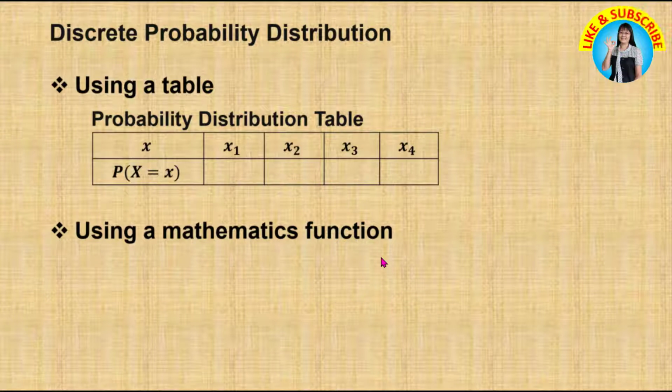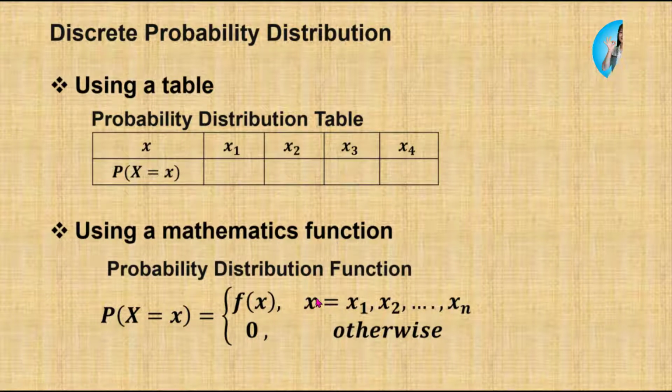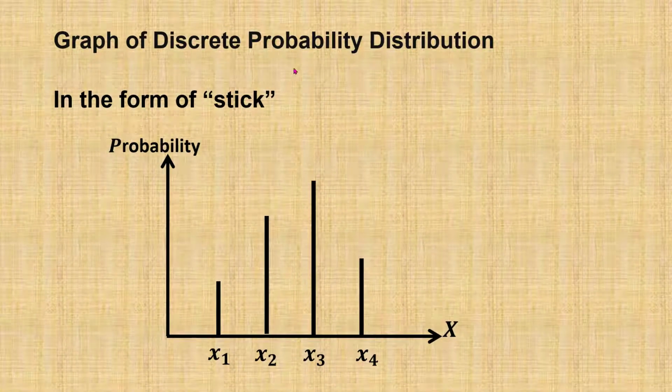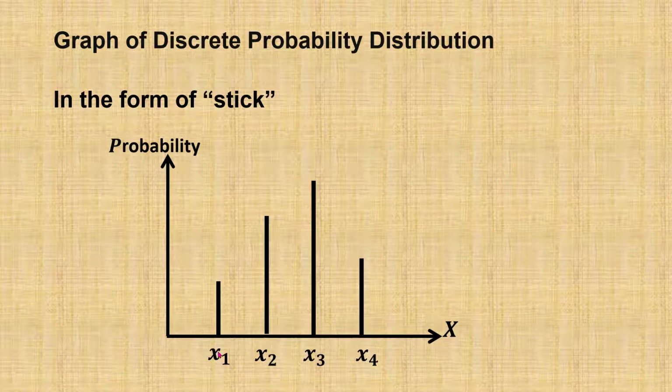When using a mathematical function, f(x) is the function of the probability, and all the possible values are listed on the right hand side here. The graph of a discrete probability distribution is in the form of sticks to show the probability of each of the possible values.